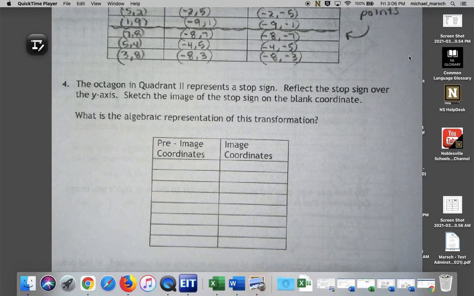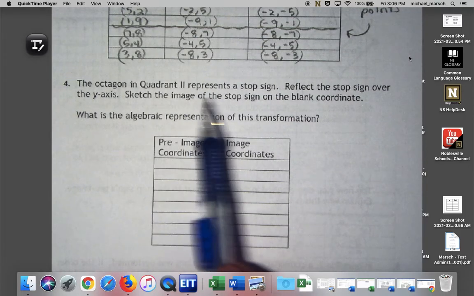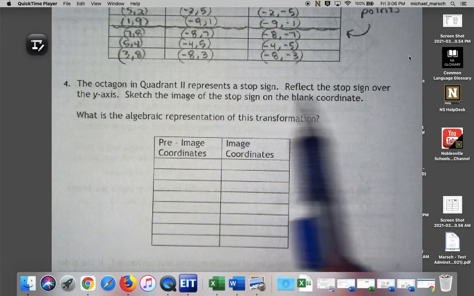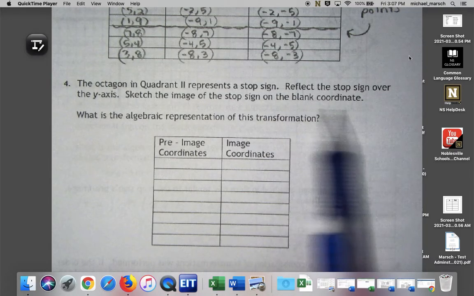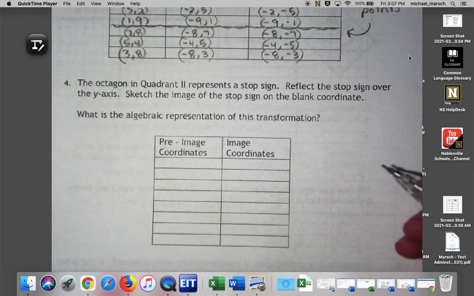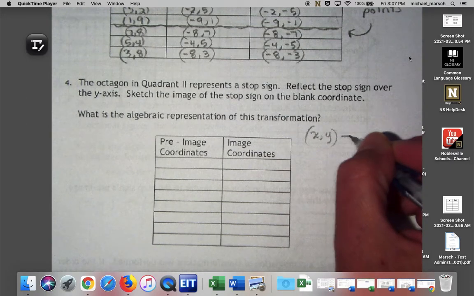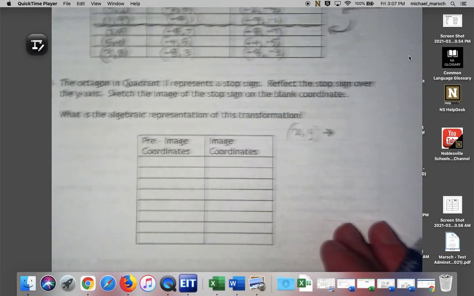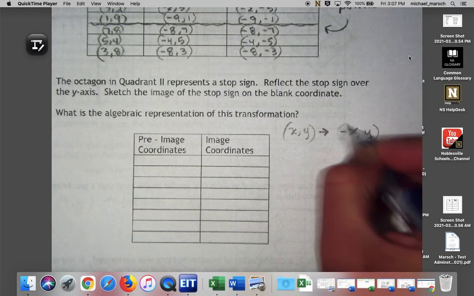Okay, here we go. The octagon, guys, in quadrant 2 represents a stop sign. Reflect the stop sign over the y-axis. Sketch the image of the stop sign on the blank coordinate plane. So my algebraic transformation here is going to be, I start out with x, y. I'm reflecting over the y-axis, so I take the opposite of x, y stays the same.